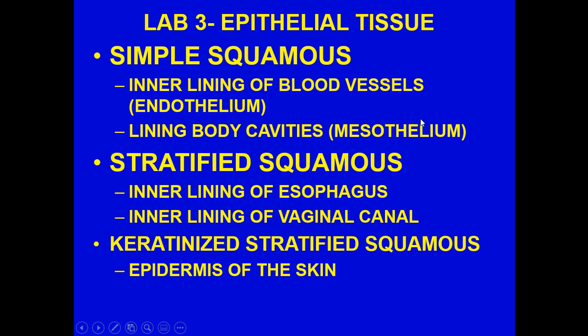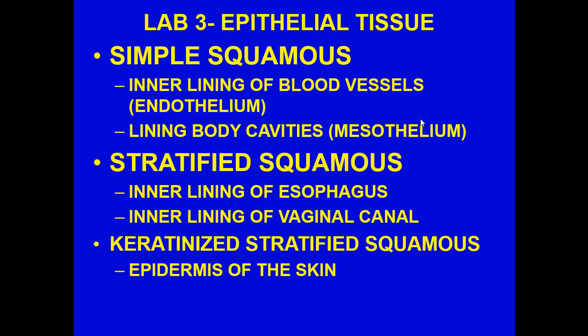So where do we see these cells? Simple squamous is in the inner lining of the blood vessels. That's where we call these endothelium. Okay, for example, capillaries are basically just endothelial cells. The lining of body cavities, such as the mesothelium. Stratified squamous are found in the inner lining of the esophagus, the inner lining of the vaginal canal.